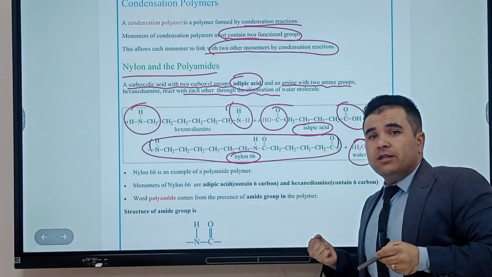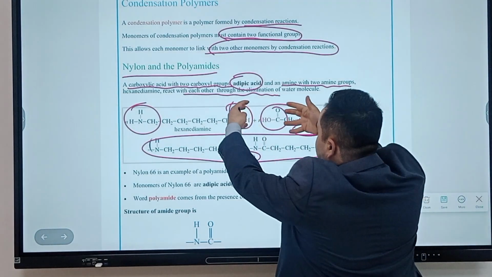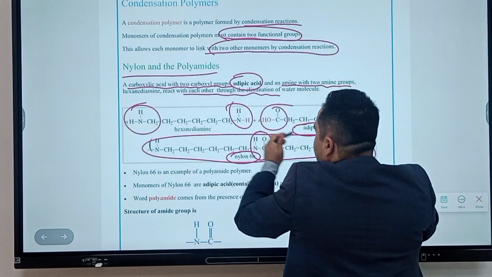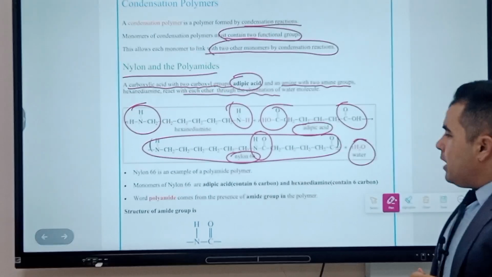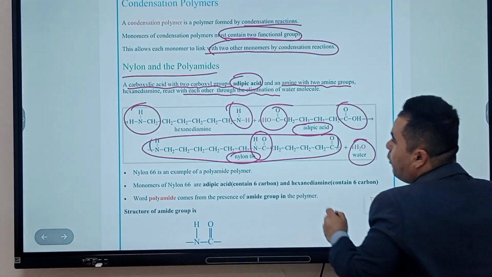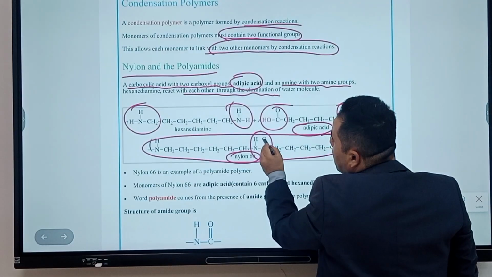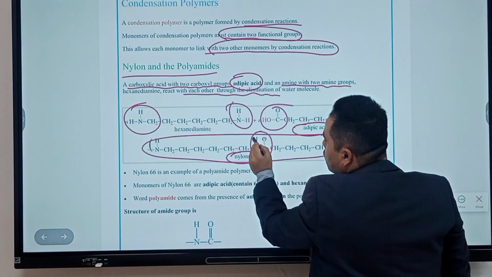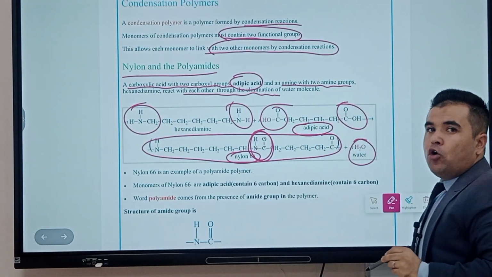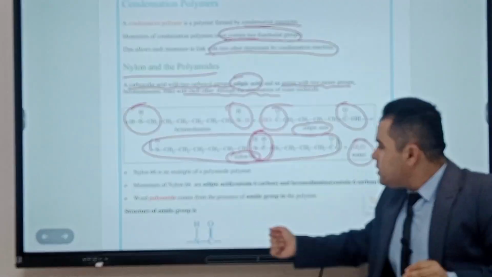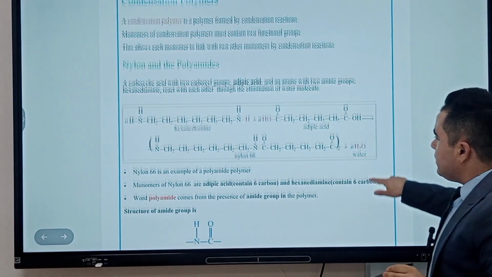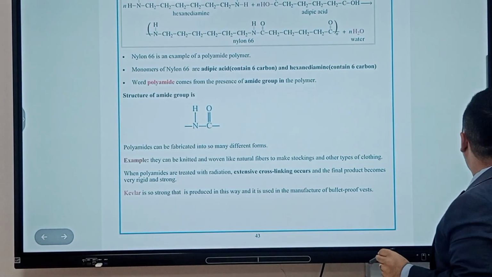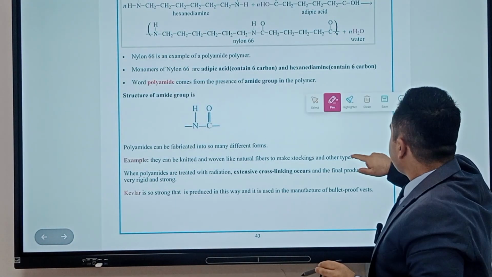This reaction is the condensation. As you can see here, they condense together. They form this functional group, which we call the polyamide. When the carbon is attached to oxygen, and nitrogen with hydrogen, this we call the polyamide, which is represented here.